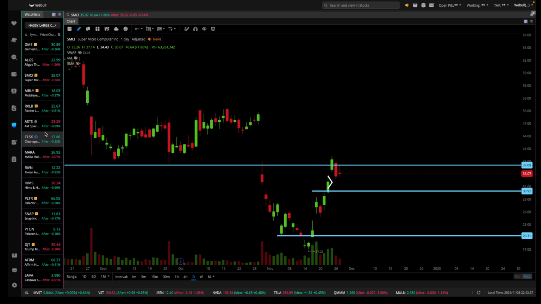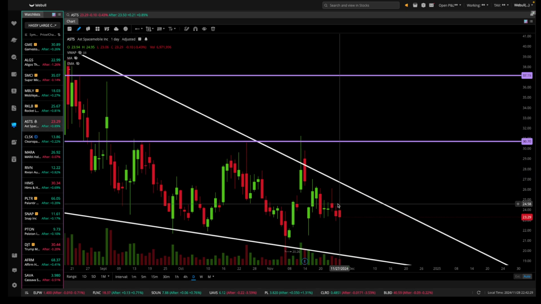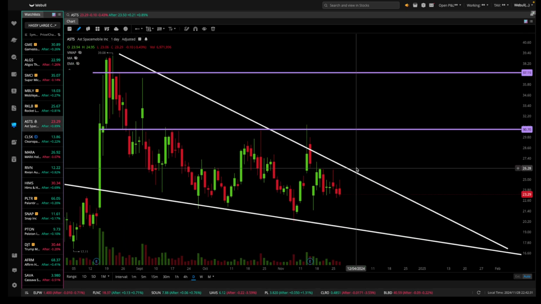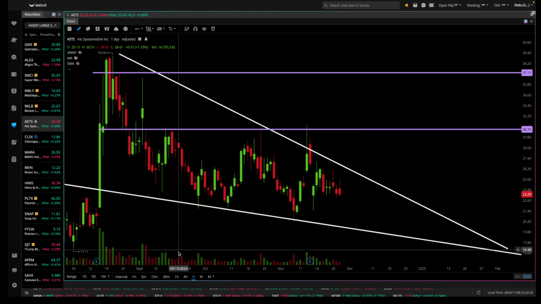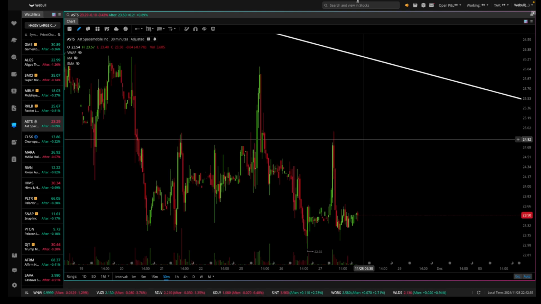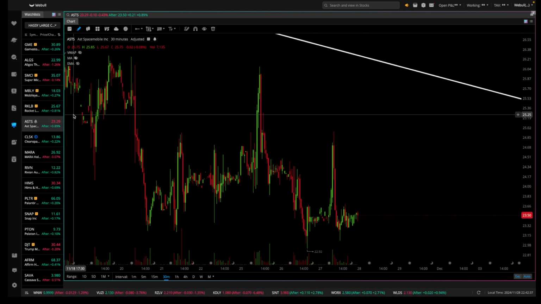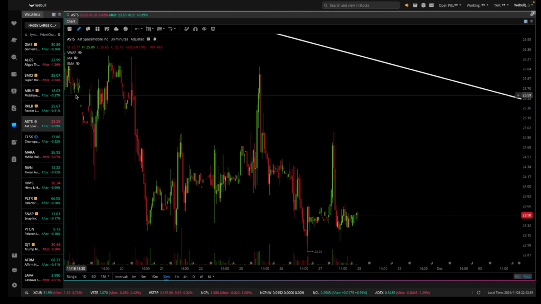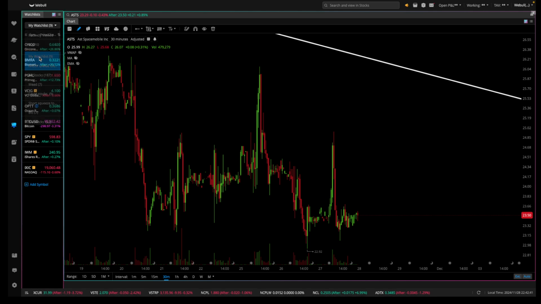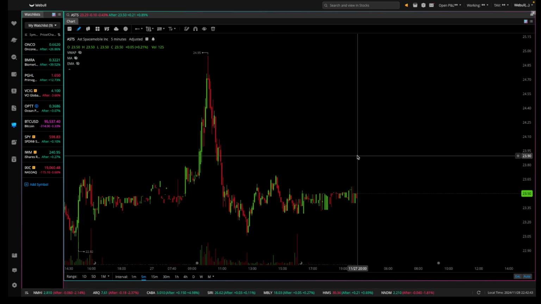And let's look at something like ASTS, for example. I'm waiting for this as a swing. So with this, what I would do is mark this 26 level here. I'd wait for a close above on the 30-minute chart and I'd enter. So once it closes over that level on the 30-minute chart, it's a potential swing entry. So swings and day trading are different. Primarily I'm a day trader.